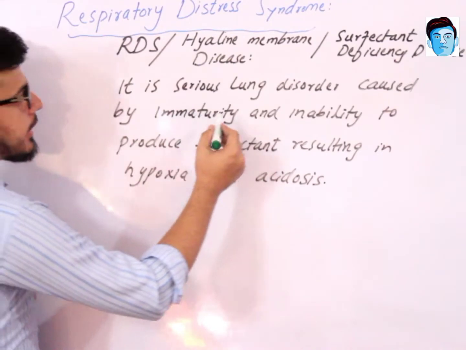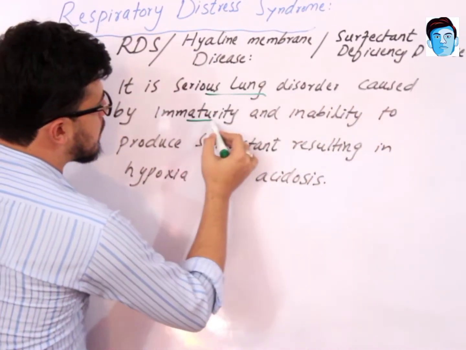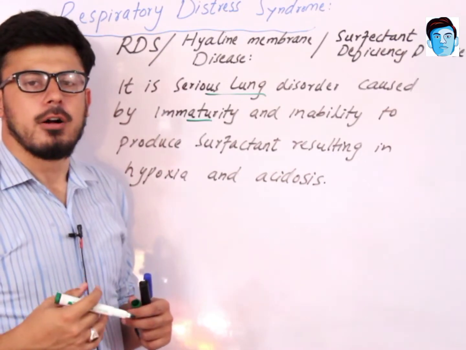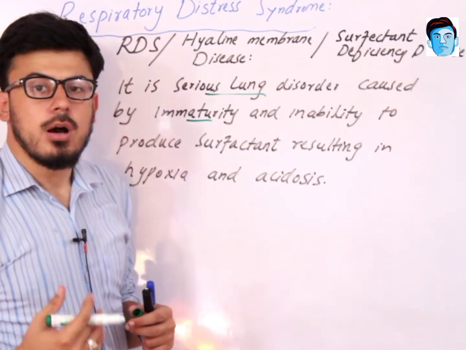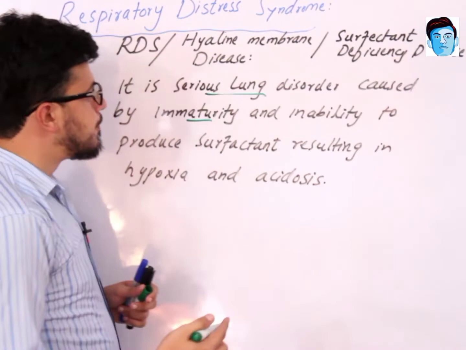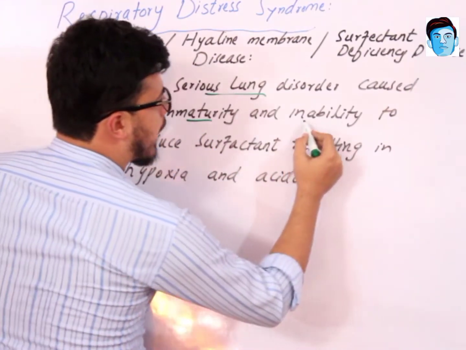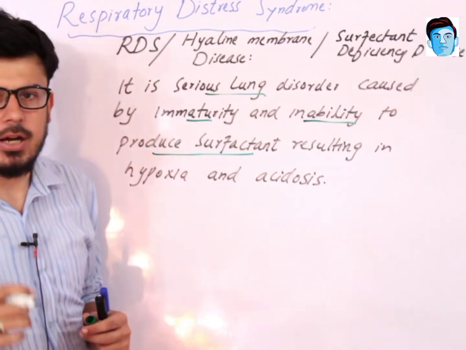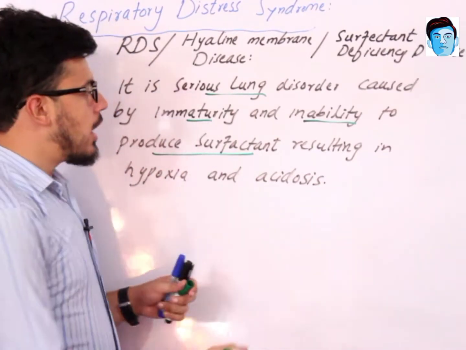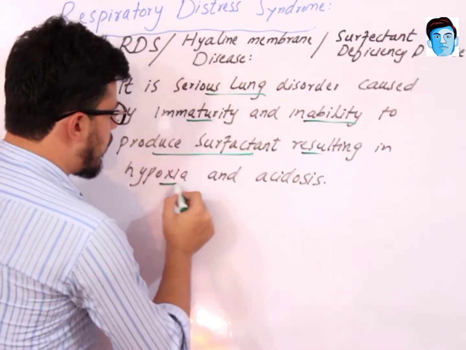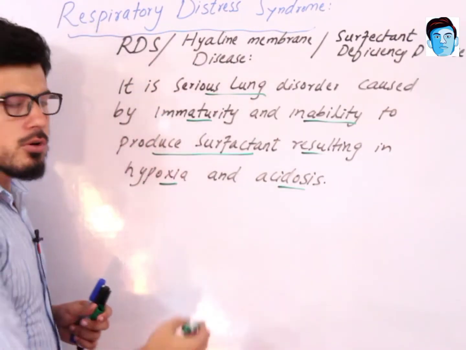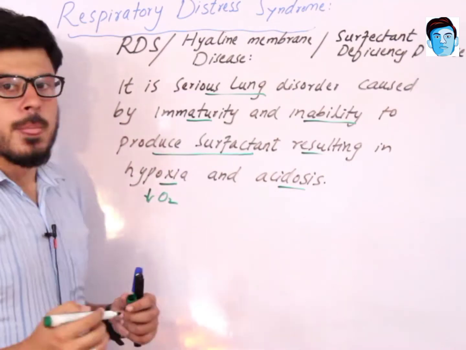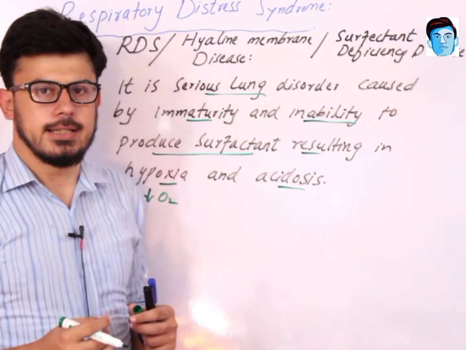So respiratory distress syndrome is the most common prematurity disorder, in which there is inability to produce surfactant, meaning that there is deficiency of surfactant. This leads to hypoxia and acidosis. Hypoxia means decreased level of oxygen, and respiratory acidosis occurs in this disease.